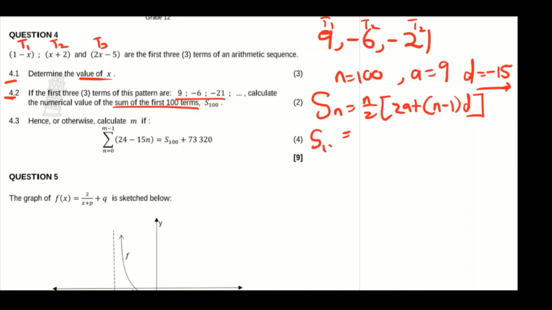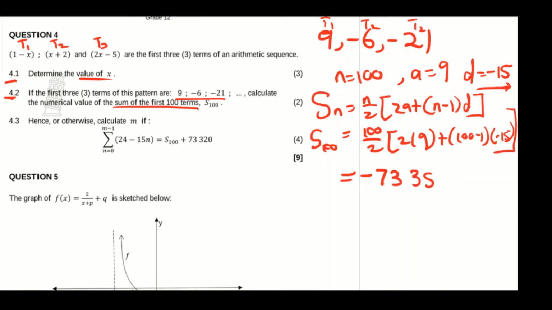So it's the sum of 100 terms, right? So it's 100 over 2 into 2 times 9 plus 100 minus 1 multiplied by minus 15, right? And punch this in your calculator, you're going to get minus 73 350. So this is your sum of 100 terms, right? So now let's go to 4.3. We are done with this one here.